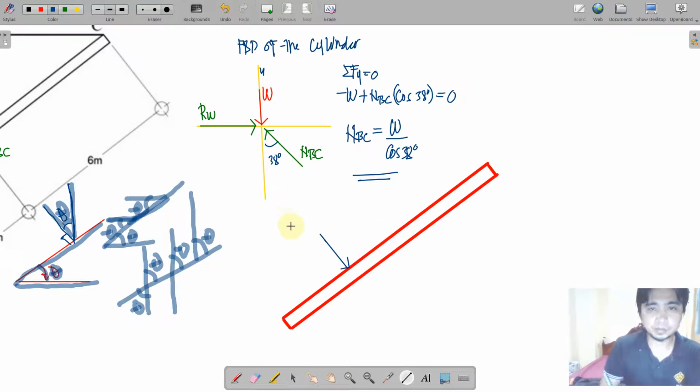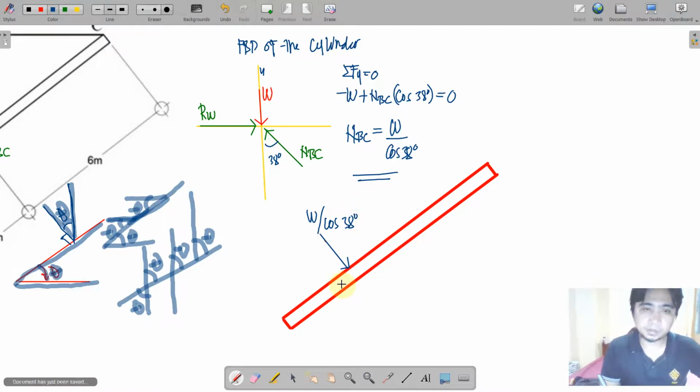So I think we will just have this to be equal to W all over cosine 38 degrees, just as computed. Okay, next, what else?